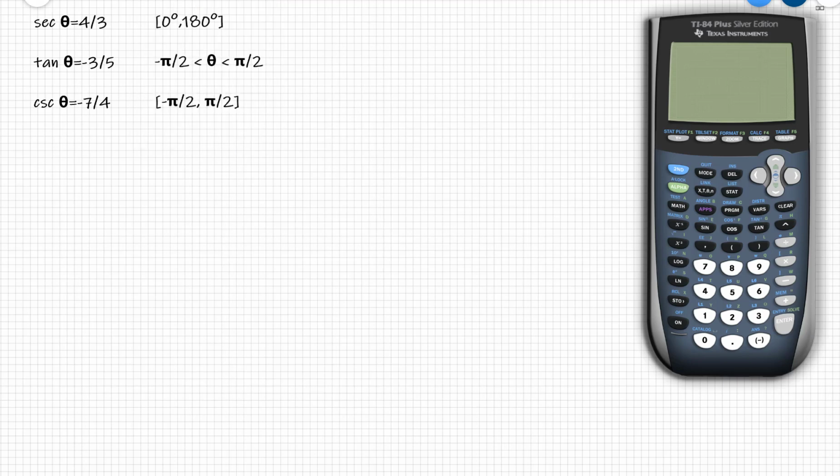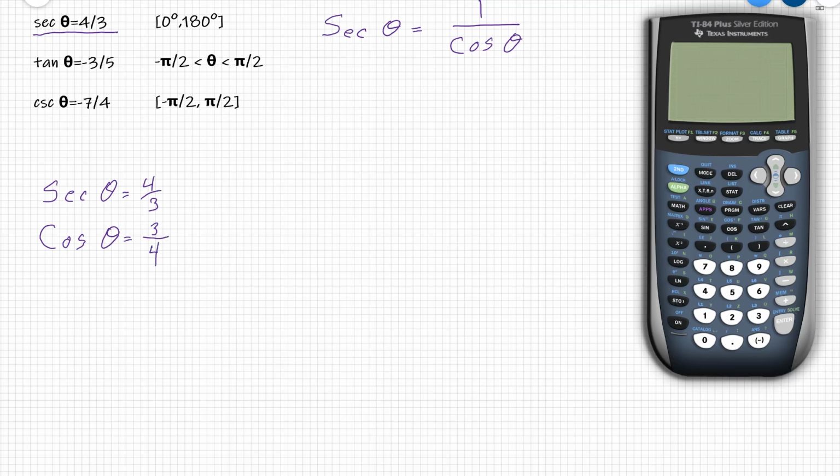What we realized earlier this semester was that secant theta is the reciprocal of cosine theta. That being the case, we can use the cosine function on our calculator. If secant theta is 4/3, then that must mean that cosine theta is the reciprocal of 4/3. And to find the reciprocal of a fraction, we just flip it over. So cosine of theta is 3/4.